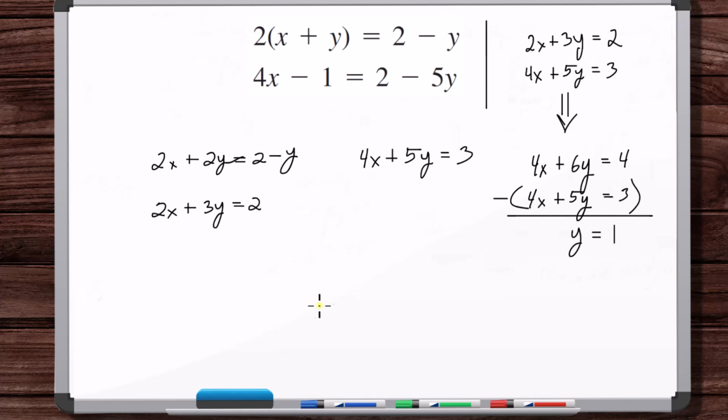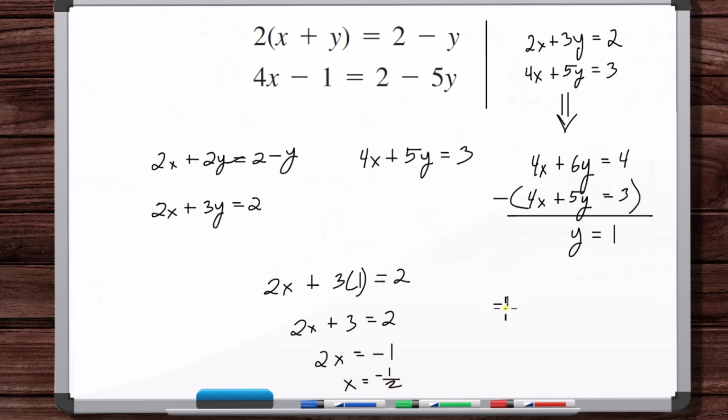So let's do the first equation. So 2x plus 3 times 1 is equal to 2. So 2x plus 3 is equal to 2. 2x is equal to 2 minus 3, which is minus 1. So x is equal to minus 1/2. So the point (minus 1/2, 1) is the solution.